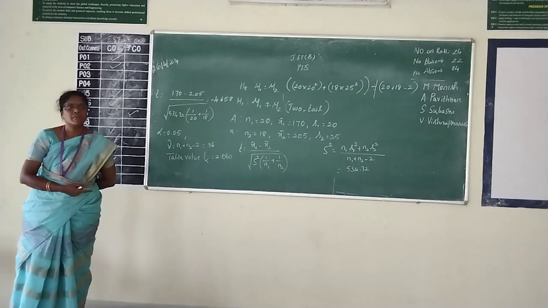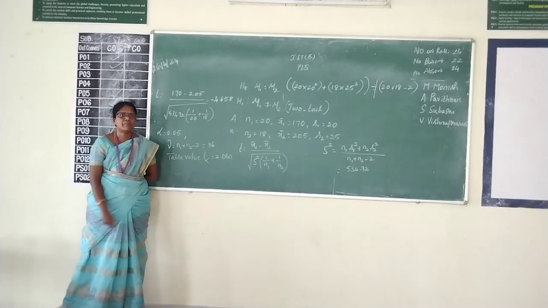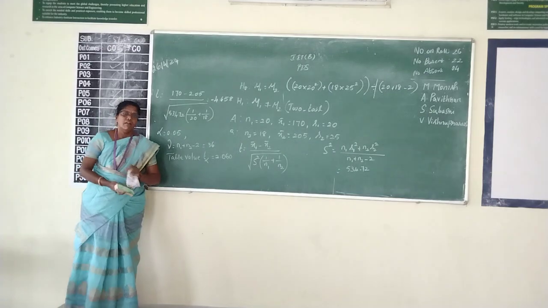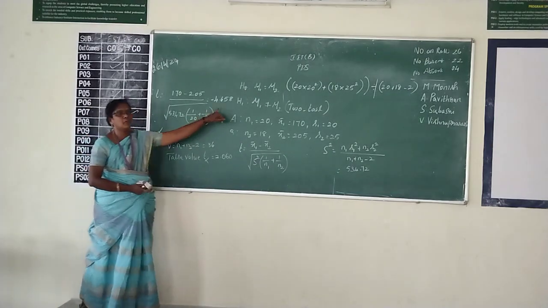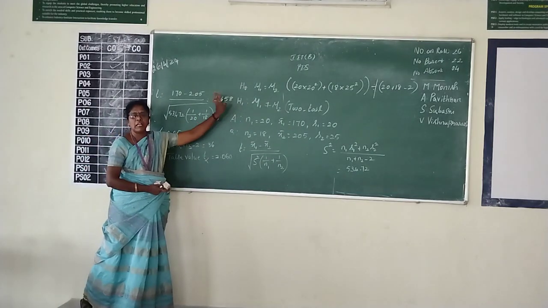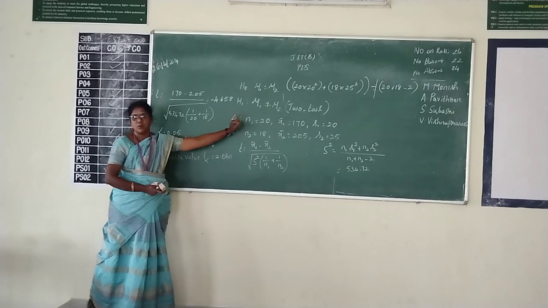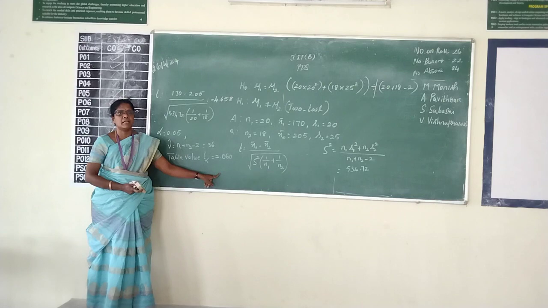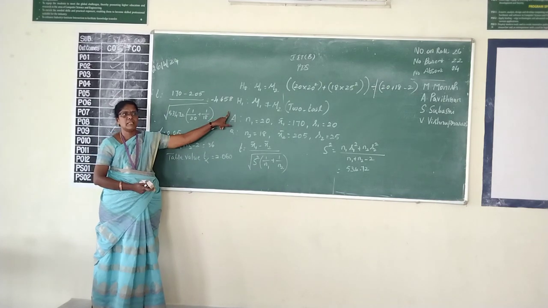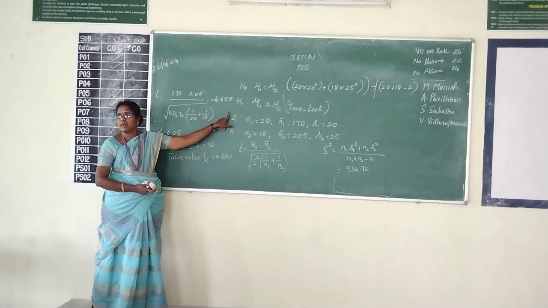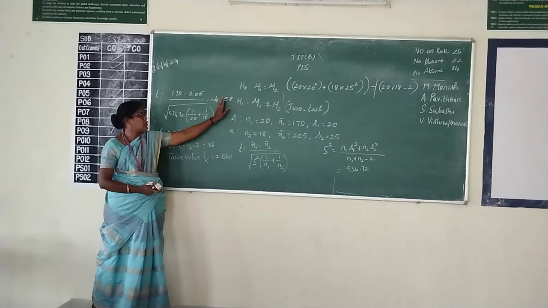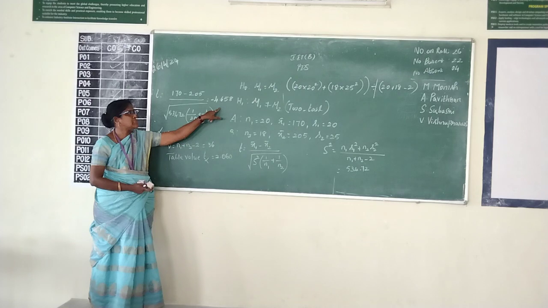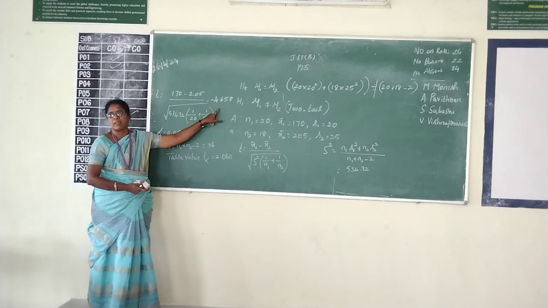Same answer. Yes. Shall we go for conclusion? What is the conclusion? What is the calculated value? Minus, ignore the sign, 4.6. What is the table value? 2. Out of these two, which is greater? This one is greater. Ignore the sign. Compare these two values. Whether this is greater than this one or lesser than this one?